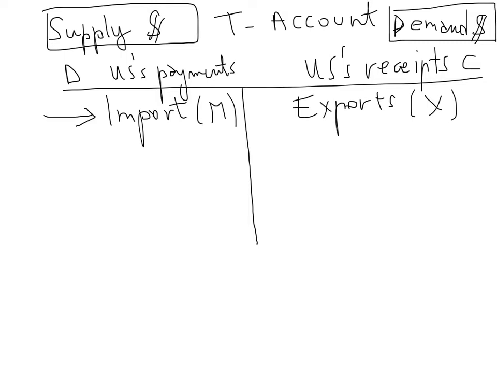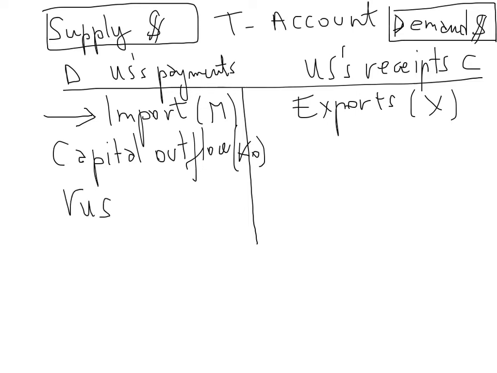Also, on these two sides, on this side, we are going to have capital outflow. And the symbol is KO. And what does it mean? Money is going to flow outside the United States. Capital outflow happens when the return on investment in the United States is lower than the return on investment in a foreign country. That's the case when we have capital outflow.